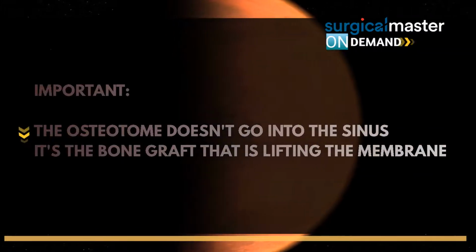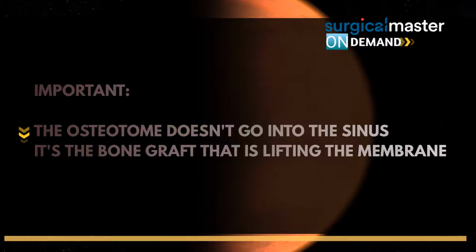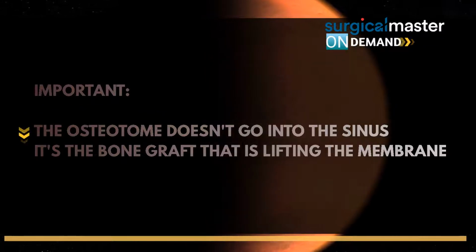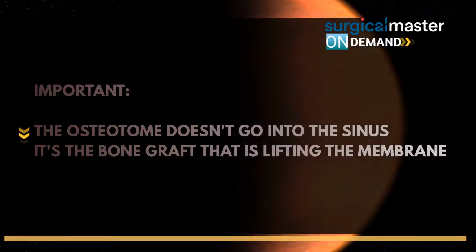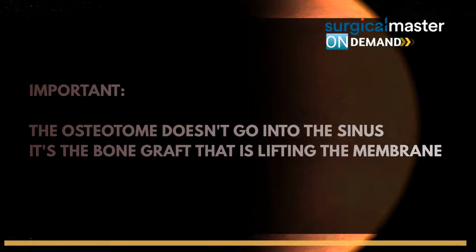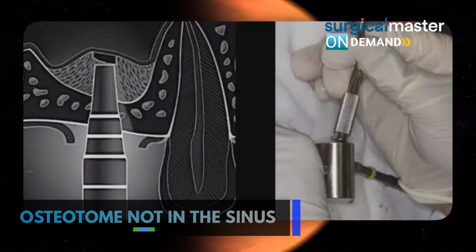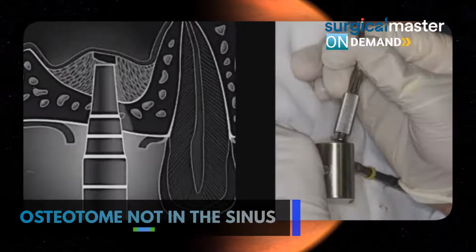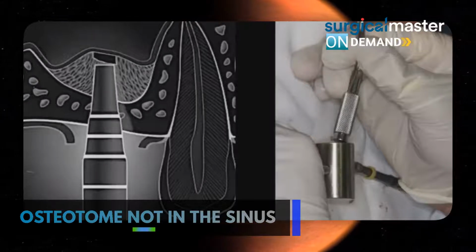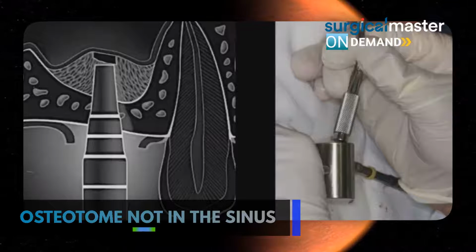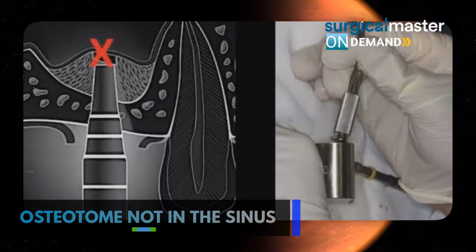Very good. Important. The osteotome doesn't go into the sinus. It's the bone graft that is lifting the membrane. That's one of the mistakes doctors are making, even in textbooks. And I gathered this picture from a textbook. You see the osteotome in the sinus. Don't do it. We don't need it. You thin the sinus membrane enough so your bone graft does the lifting.